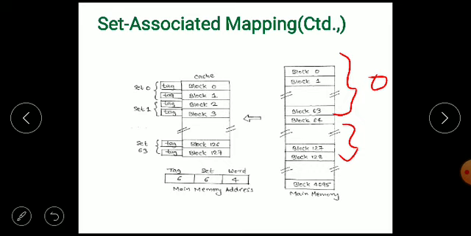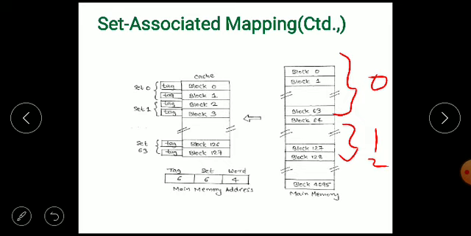Now let us see how the mapping is done in set associative mapping. Totally 64 pages are there. If we want to move the first block of every page into the cache memory, for example, block 0 is the first block of page 0, block 64 is the first block of page 1, and block 128 is the first block of page 2, and likewise. If we want to move the first block from every page in the main memory, we can map it into set 0.